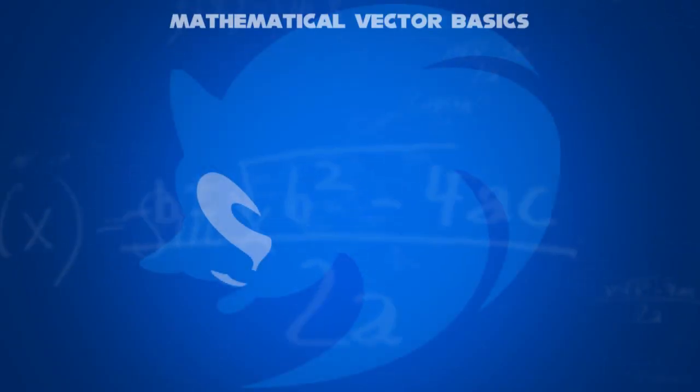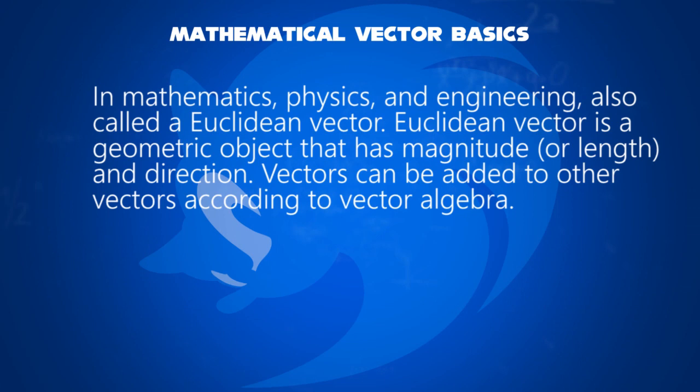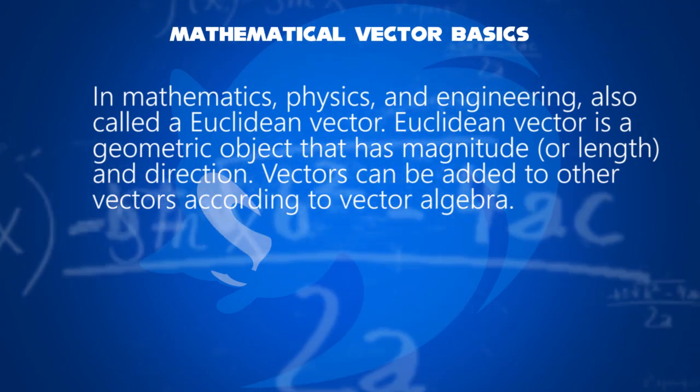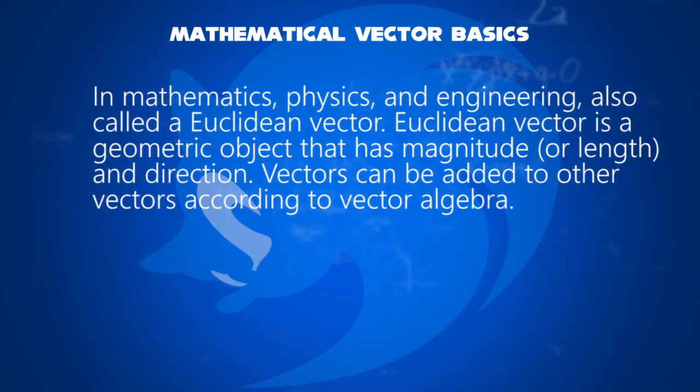In mathematics, physics, and engineering, we also say a Euclidean vector. A Euclidean vector is a geometric object that has magnitude, or length, and direction. Vectors can be added to other vectors according to vector algebra.